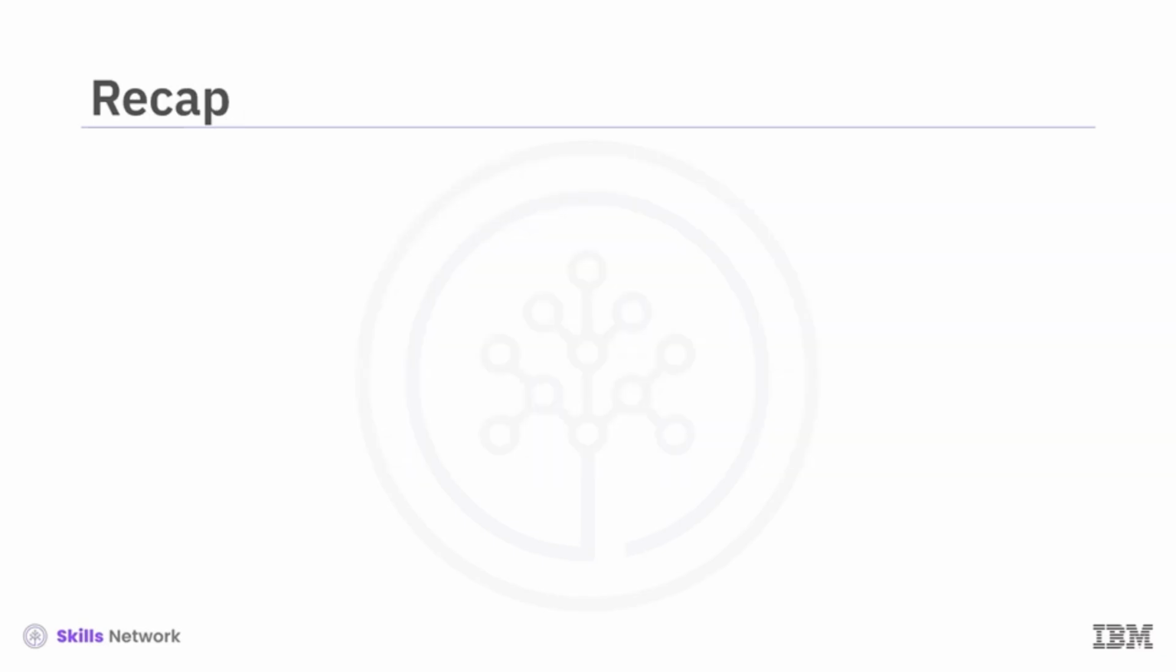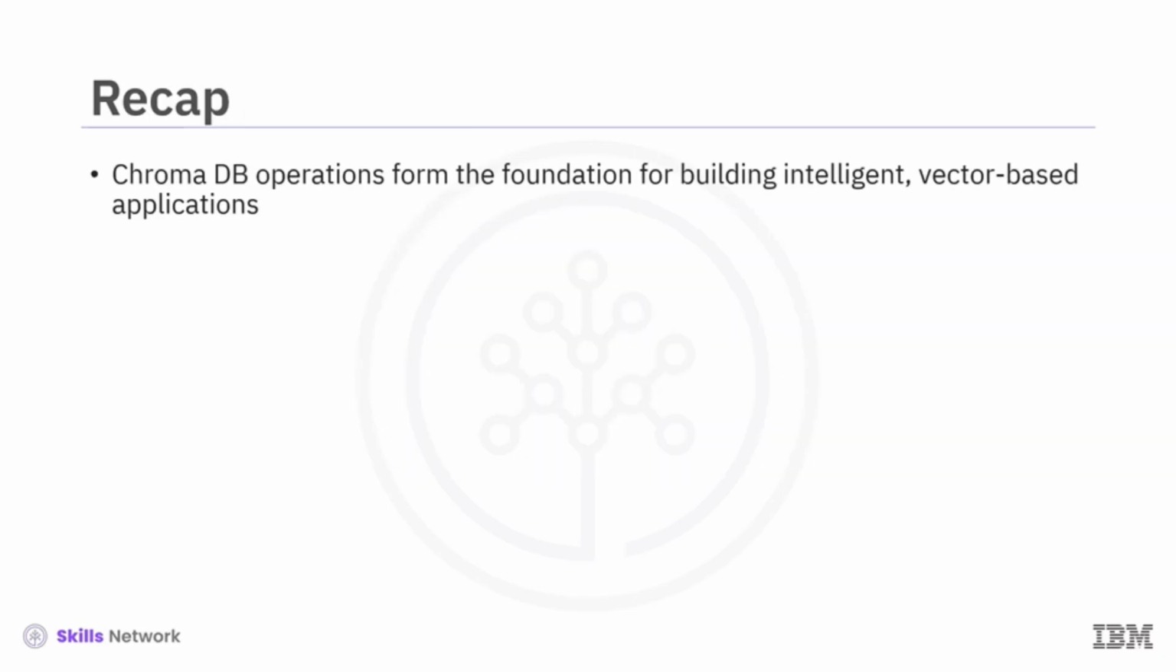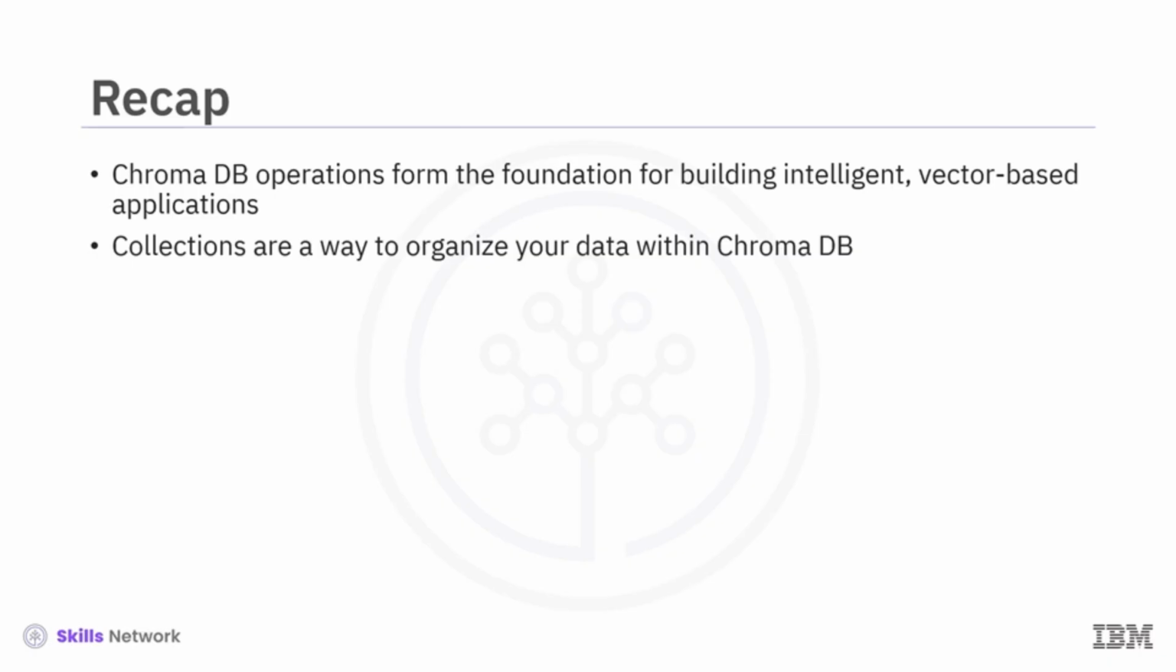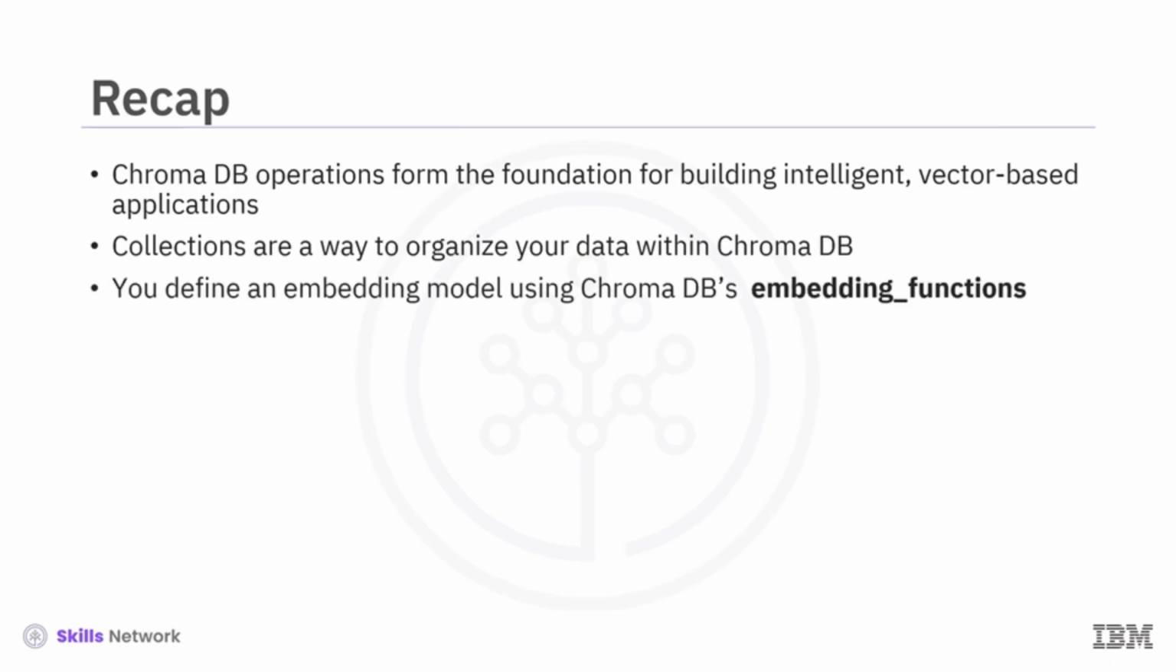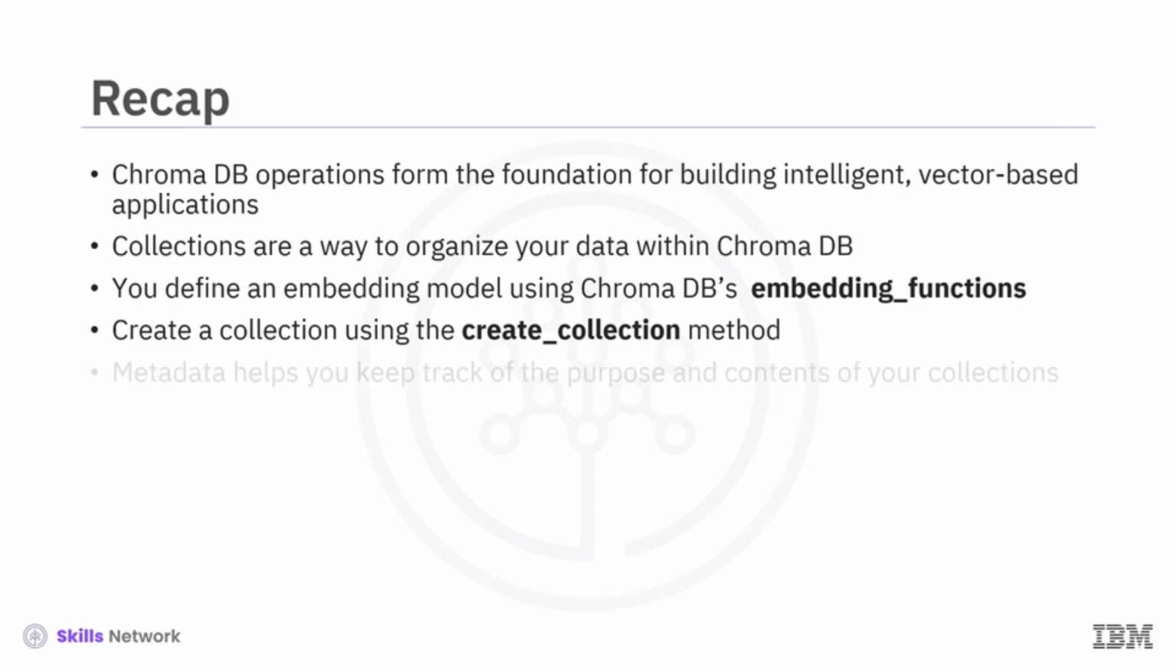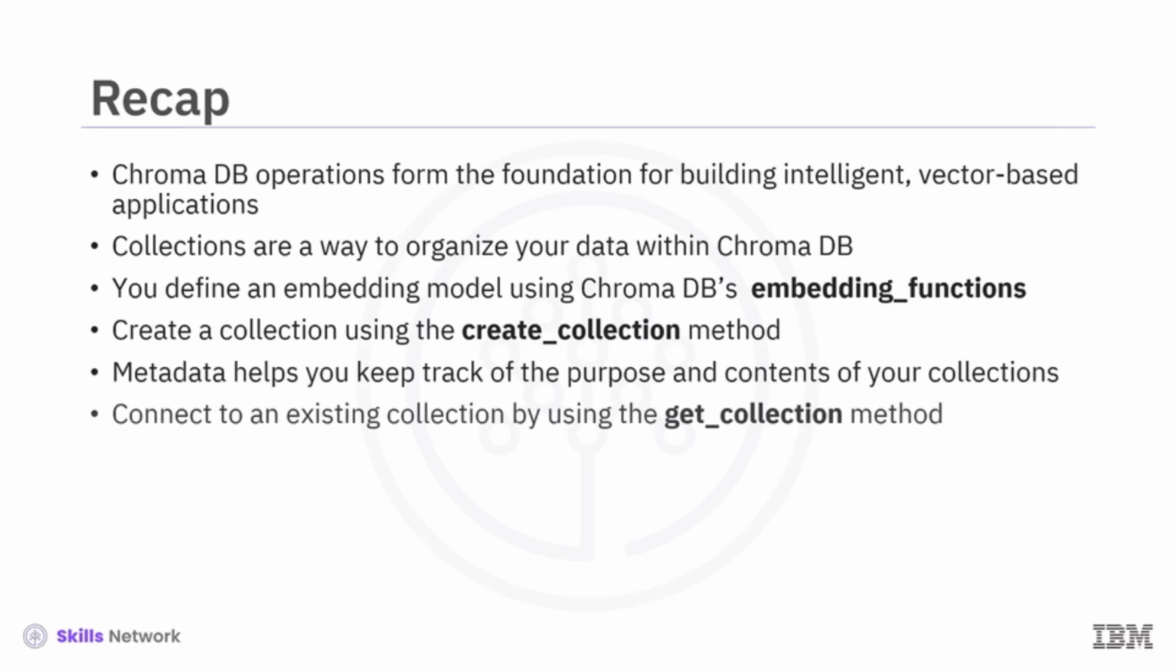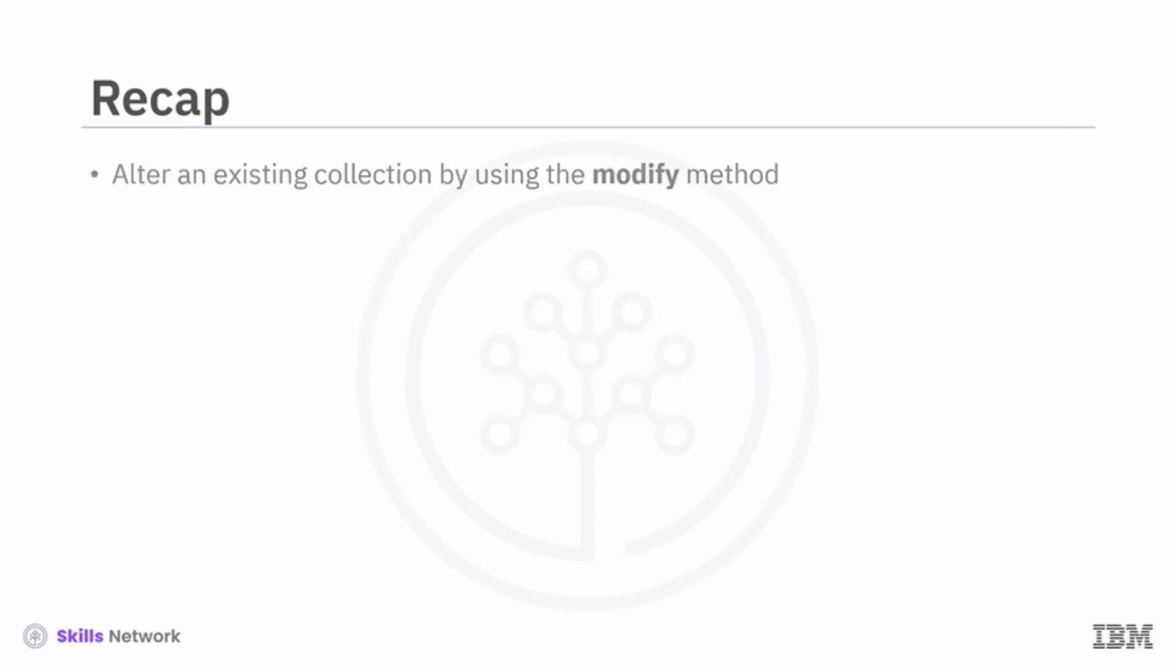In this video, you learned that ChromaDB operations form the foundation for building intelligent, vector-based applications. Collections are a way to organize your data within ChromaDB. You define your embedding model using ChromaDB's embedding functions. You create a collection using the create_collection method. Metadata helps you keep track of the purpose and contents of your collection. You connect to an existing collection by using the get_collection method. You alter an existing collection by using the modify method.